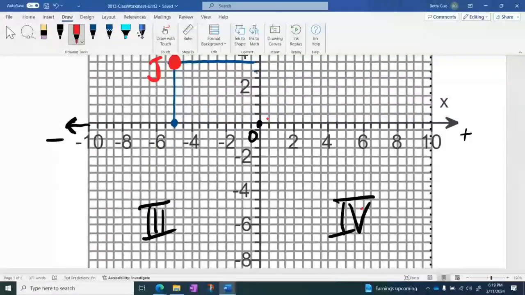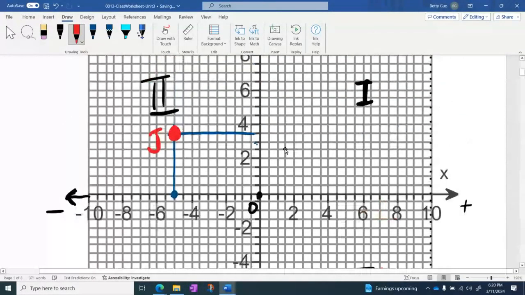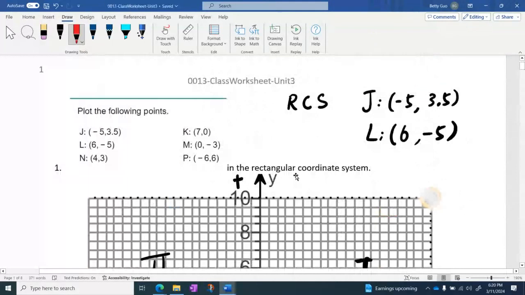Let me double check. This is -4. This is -5. Yeah, correct. So this red point in quadrant 4 is point L. And now I'm going to find where is point M.